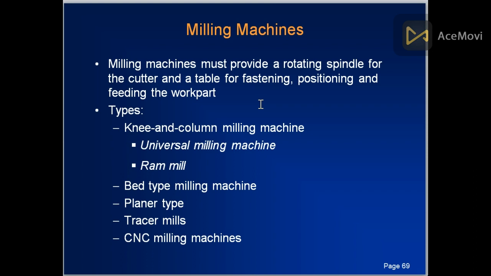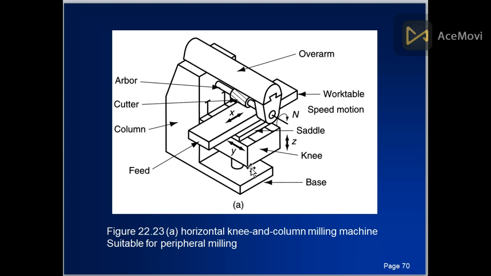Milling machines must provide a rotating spindle for the cutter, and a table for fastening, positioning, and feeding the work part. Types are knee and column milling, universal milling machine, ram mill, bed type milling, planer type, tracers, CNCs, etc. There is an overarm arbor. This is known as the overarm. This is the work table, and the speed motion is given in this direction. This is the saddle, and this is the knee. This is the base, and this is the feed.